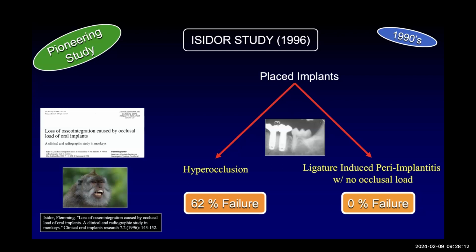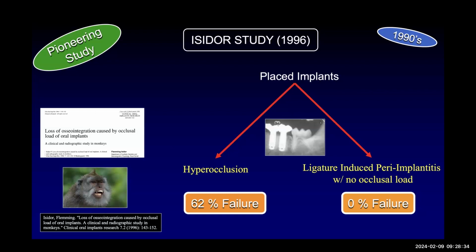Isidore, in a monkey study, basically placed implants in monkeys. On the right side, he put the implants in hyperocclusion, and on the left side, he put a ligature on the implants. And basically, with no occlusal load, he induced a peri-implant disease. So he wanted to cause a peri-implantitis.